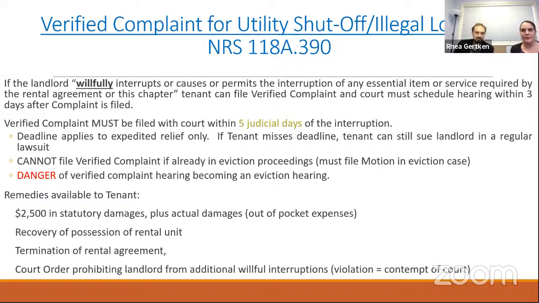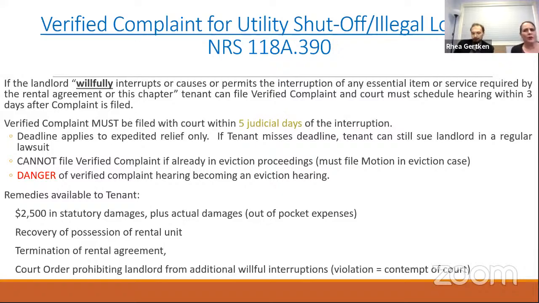Also, with these verified complaints, you're not allowed to file a verified complaint if you're already in eviction proceedings. So if your landlord has already given you an eviction notice and you've already filed a tenant's affidavit, so you've already got a hearing coming up for your eviction, then you can't just file a separate verified complaint. Instead, what you need to do is file a motion for expedited relief for the utility shutoff or the illegal lockout.